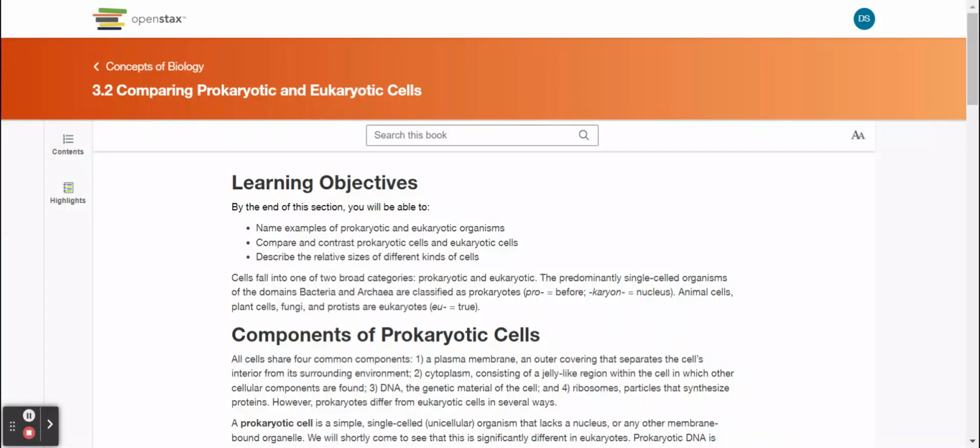Section 3.2, Comparing Prokaryotic and Eukaryotic Cells. By the end of this section, you will be able to name examples of prokaryotic and eukaryotic organisms, compare and contrast prokaryotic cells and eukaryotic cells, and describe the relative sizes of different kinds of cells.